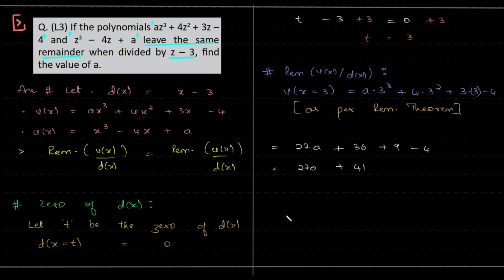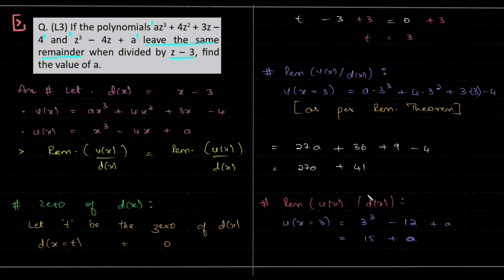Now let's find the remainder of u of x. This again is using the remainder theorem itself, but we will not mention that, it's not required. So we have u of x when x is equal to 3. You have 3 cube minus 4 into 3, that is 12, plus a. 27 minus 12 is 15, plus a. Agree? I hope I didn't make any mistake. That's correct. Till here it's something that you guys are familiar with.